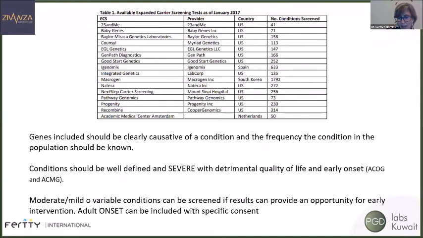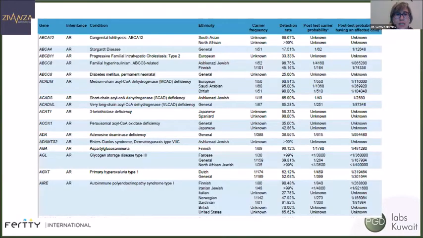Okay. So this here was an example, as I told you. In all the reports, they have to include all the genes that they are testing, also the conditions that are related to these genes. Also, as I told you, we need to know the carrier frequency. Of some of them we don't know, but if it's known, we have to include the carrier frequency, and also the ethnicity in which this disease is more frequent.